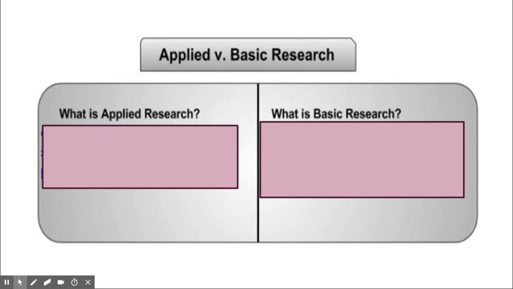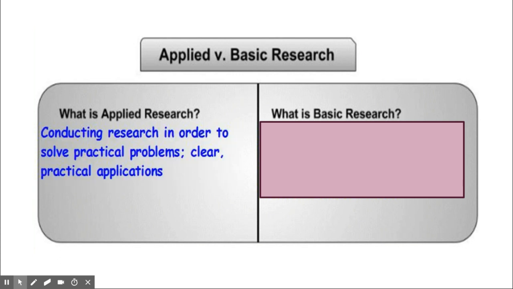So let's talk a little bit about applied and basic research. These were a couple of terms that kind of showed up in chapter 1, but they do have a lot to do with research methods. When we talk about applied research, this is conducting research in order to solve practical problems, clear and practical applications. So really what this does in a nutshell is it seeks to answer a question in the real world. Okay, so it could be comparing maybe in a classroom different methods of teaching reading.